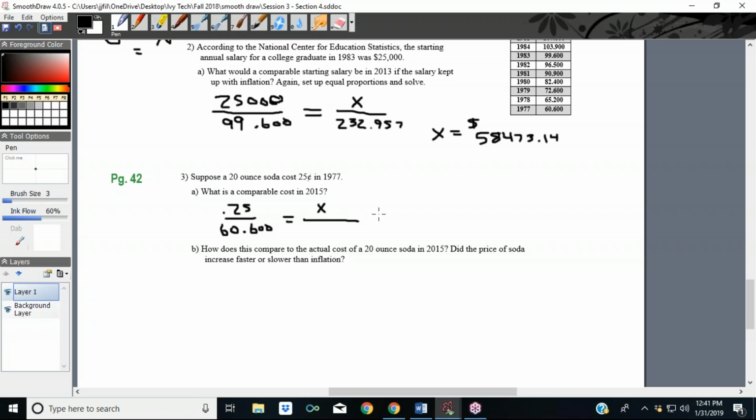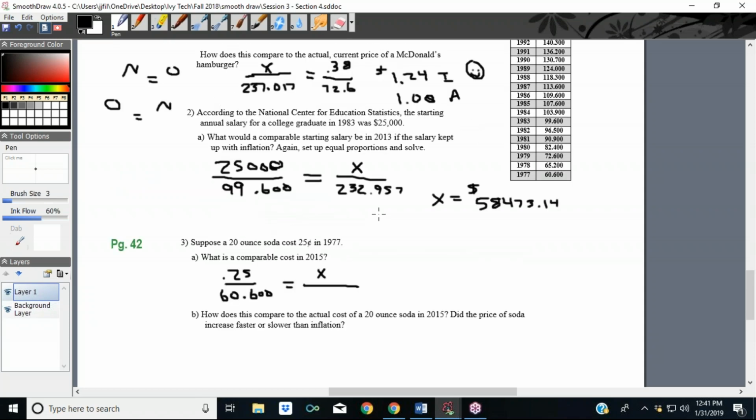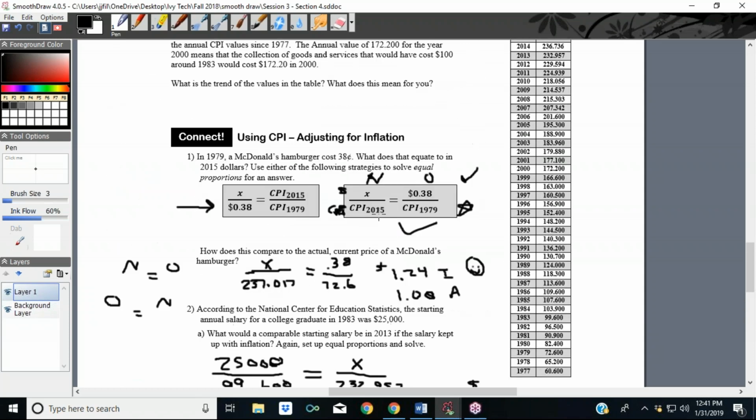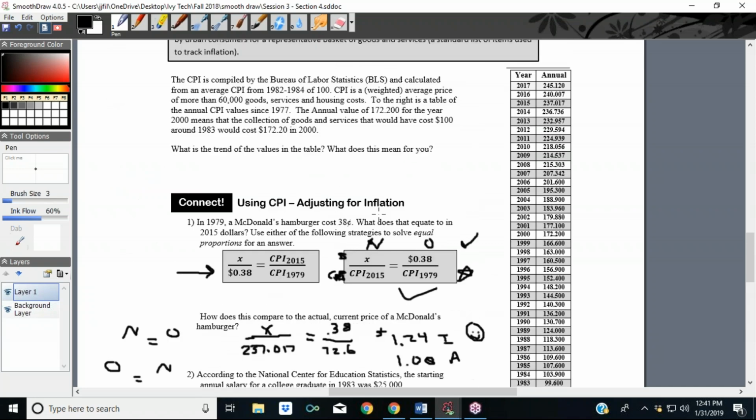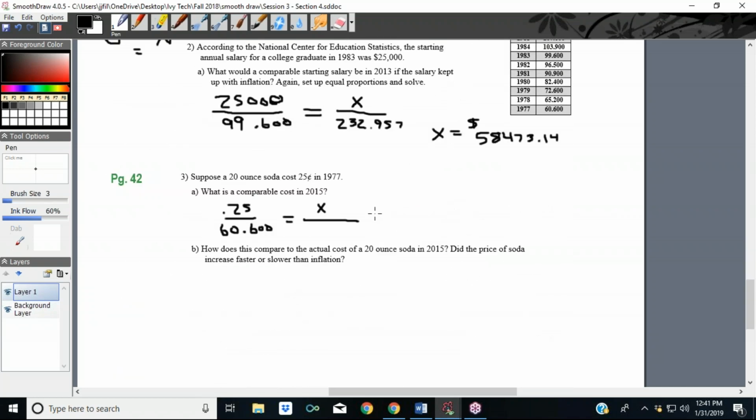Let's see. 237.017 again. And then we're going to cross multiply and divide by 60.6. And it looks like we're getting 98 cents. Awesome. So how does this compare to a soda?